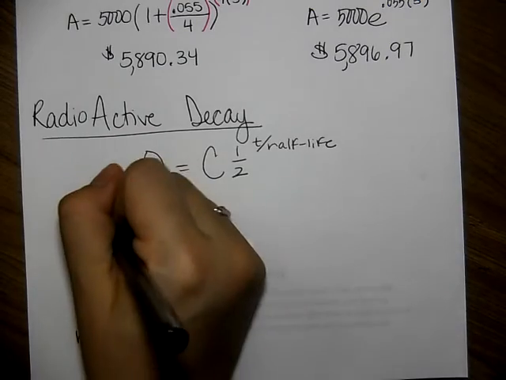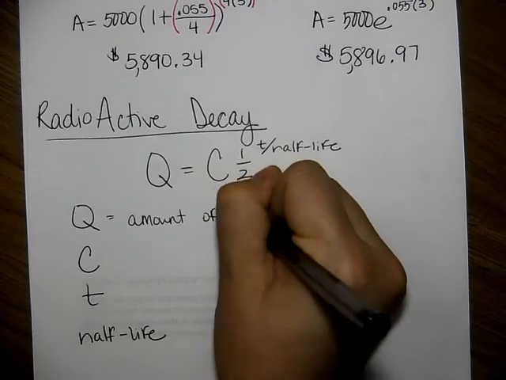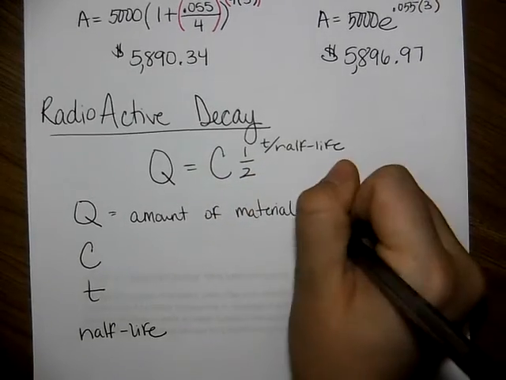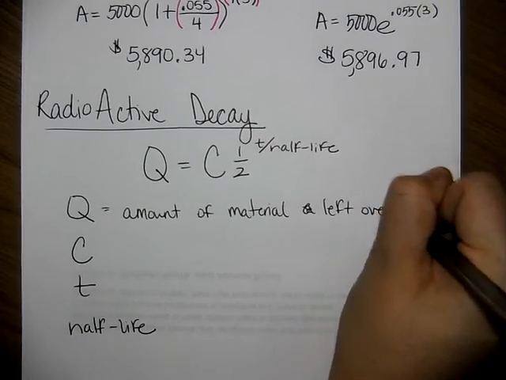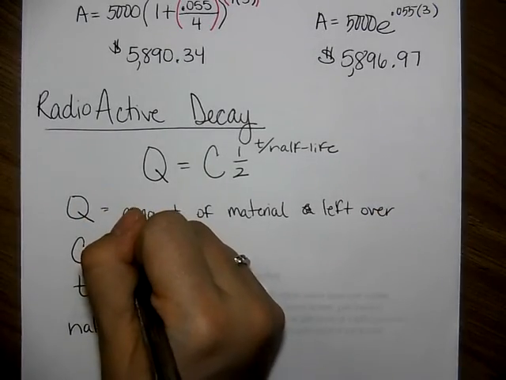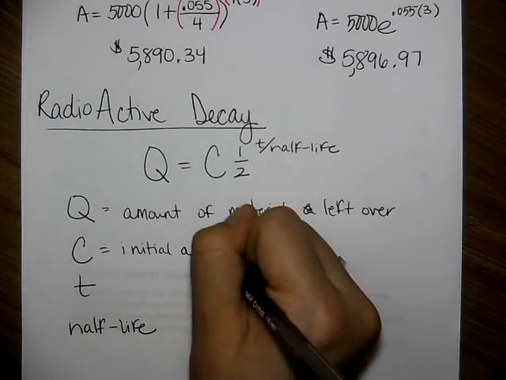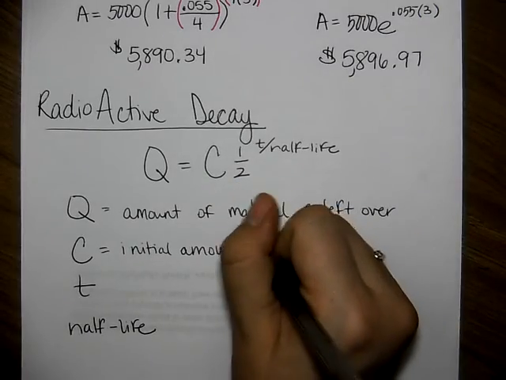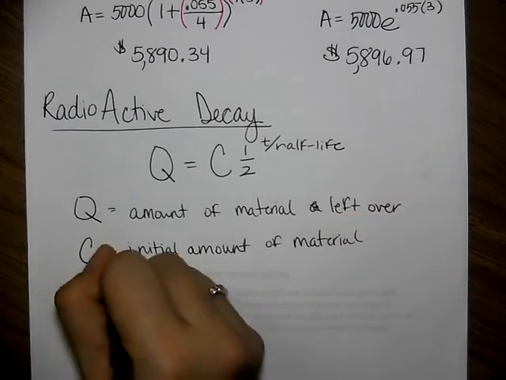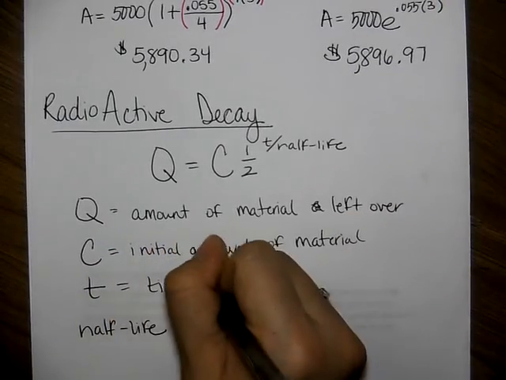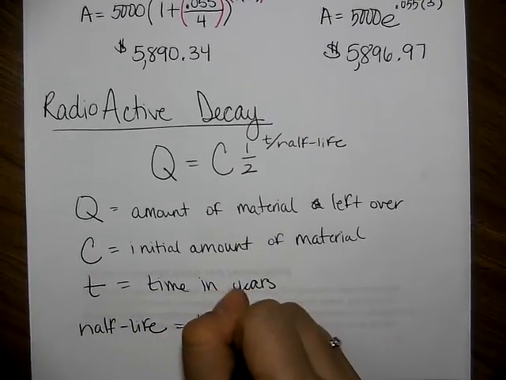So Q is the amount of material left over. Okay, Q is the initial amount. That's what I meant, C. Thank you. C is the initial amount of material. T is time in years. And the half-life is the half-life.